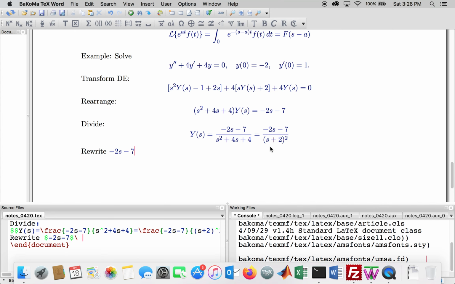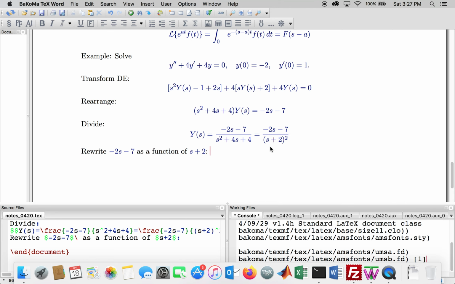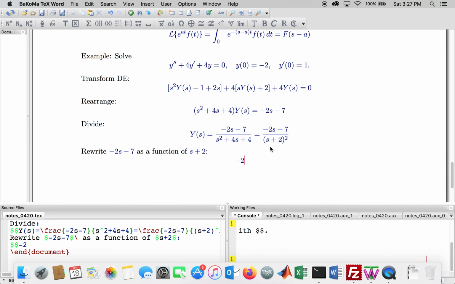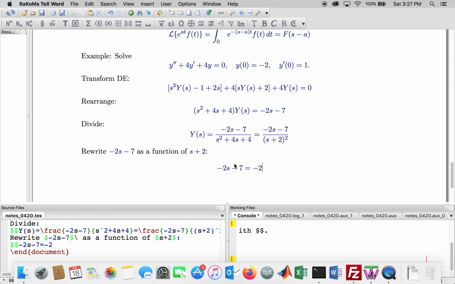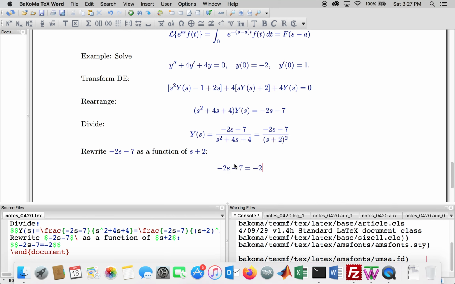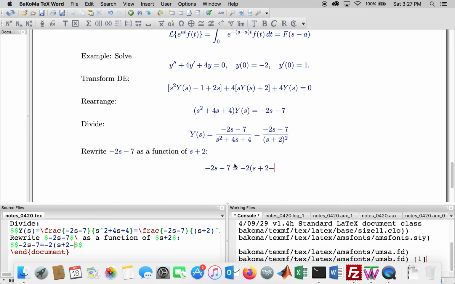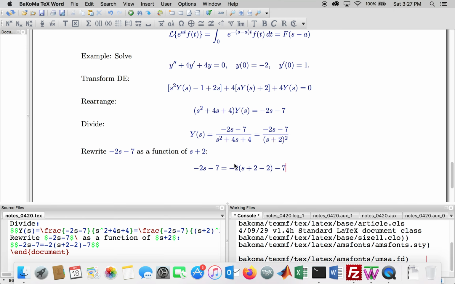2s minus 7 as a function of s plus 2. So how do you do that? So you have 2s minus 7. What you do is introduce an s plus 2. I'm going to replace s with s plus 2 minus 2. All right, so right here, I haven't really changed anything. I've just added and subtracted a 2.